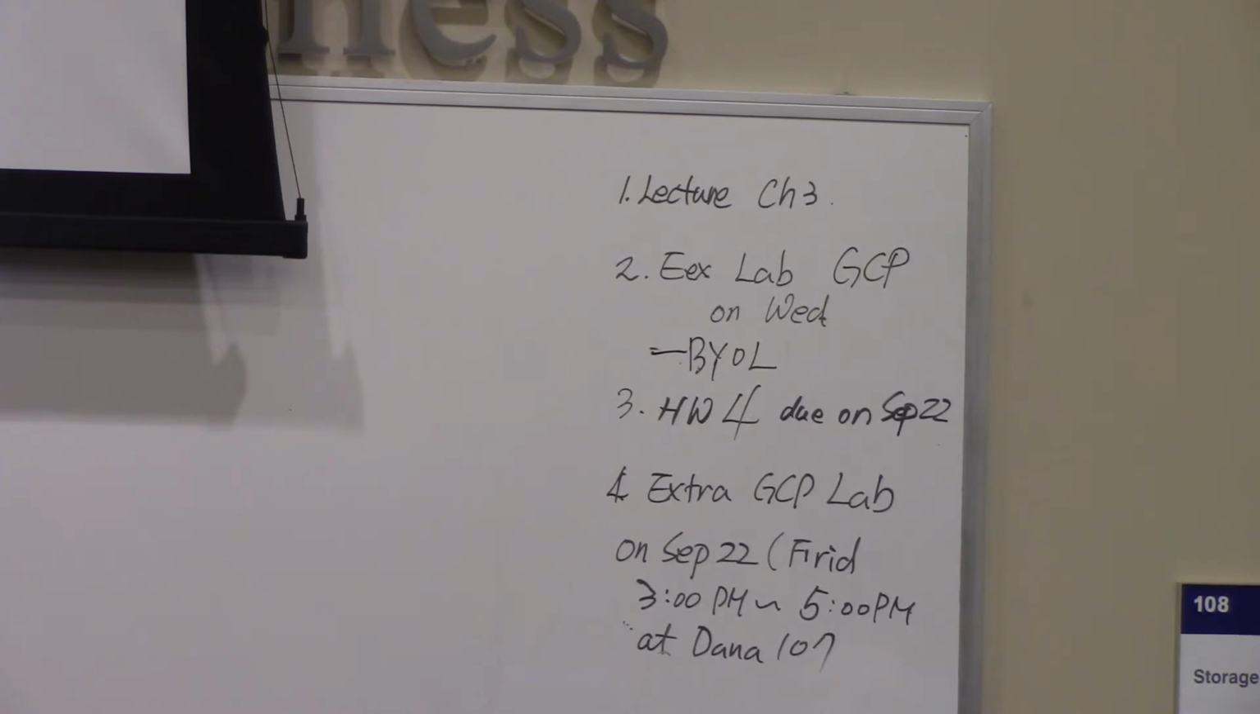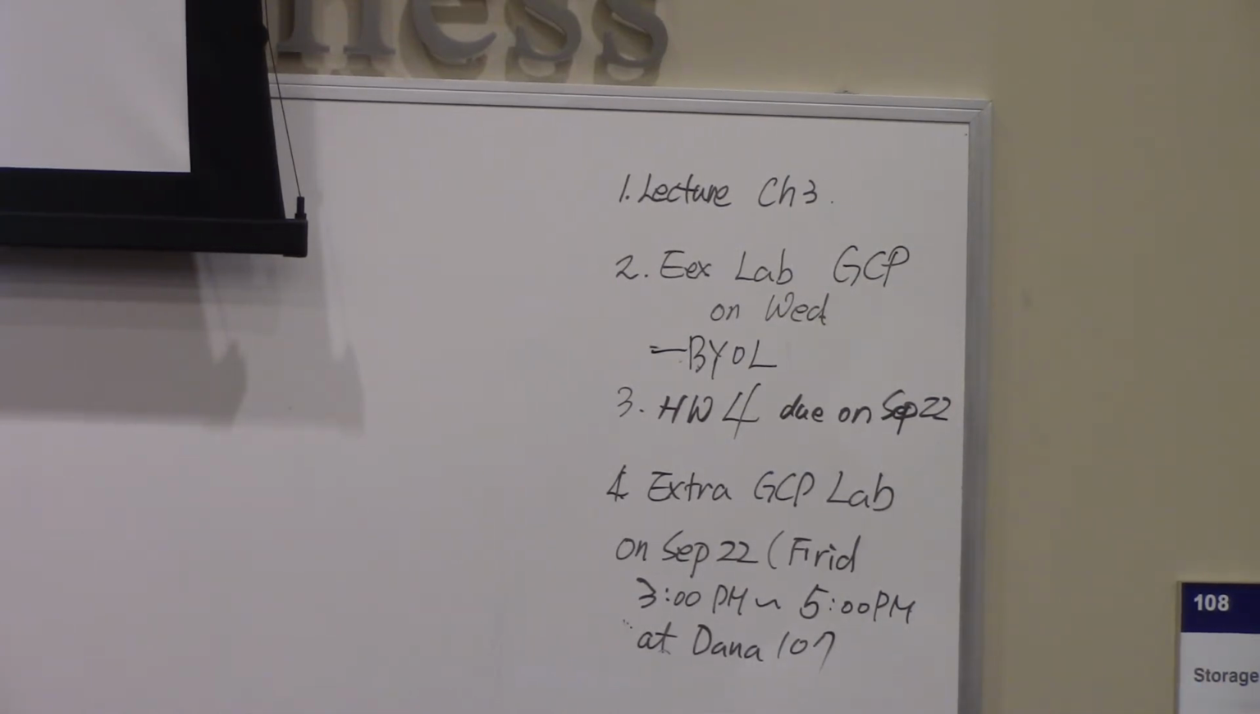This is optional, it's not mandatory. So if you are available on September 22nd, it's a Friday, 3 to 5 p.m., we will cover as much as possible on the GCP exercise lab. The prerequisite is you need to activate the coupon code and also you need to create the project. After that, we will cover as much as possible on Friday.